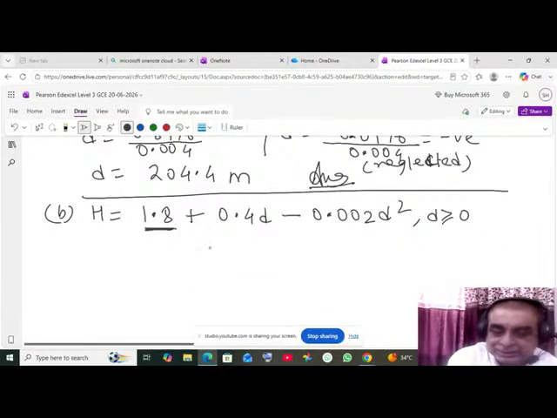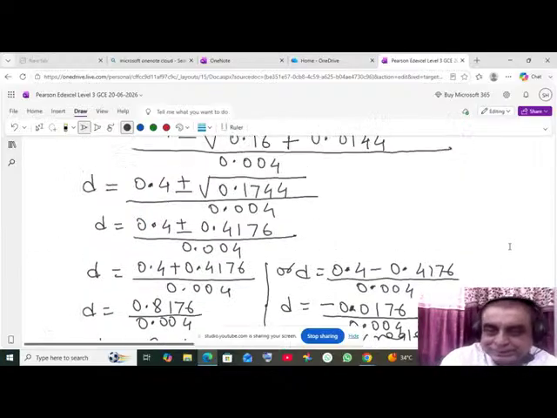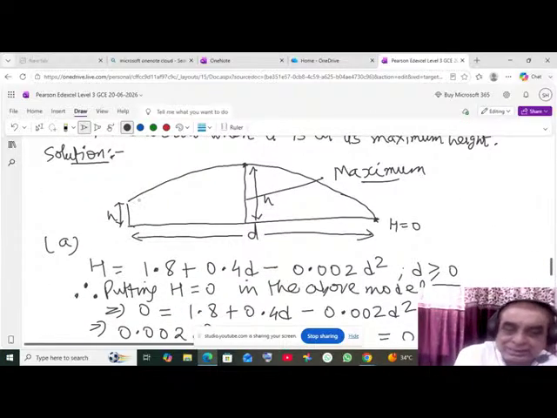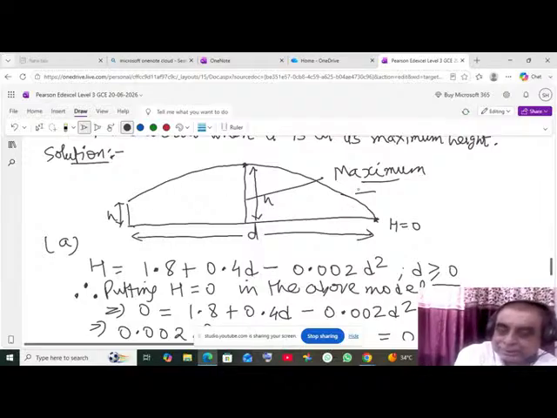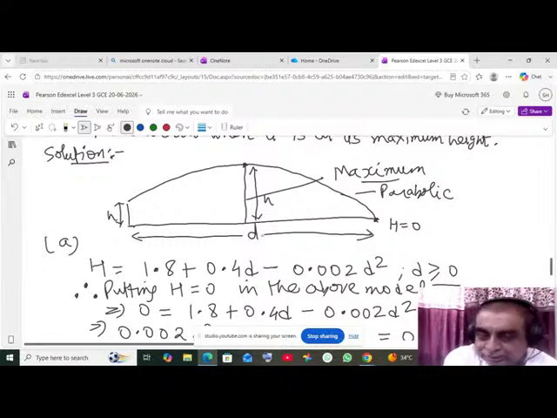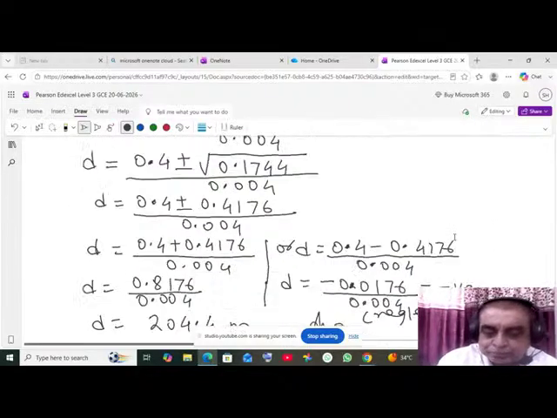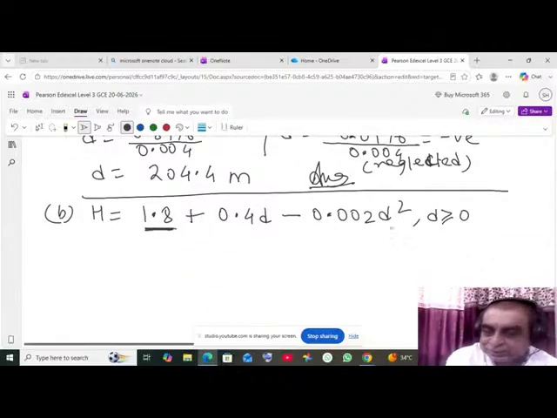Now see here. I told you earlier, when the archer shoots the arrow from the bow, the arrow travels in this path. This path is called a parabola. In this parabolic path, the arrow travels. So D represents the horizontal distance traveled by the arrow. Now see here, in this formula, the H value is given to us.